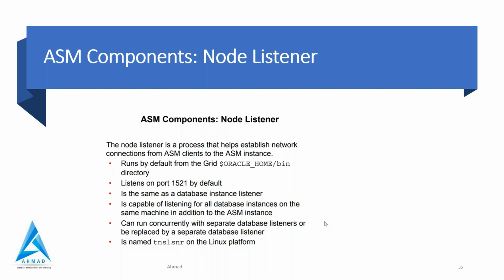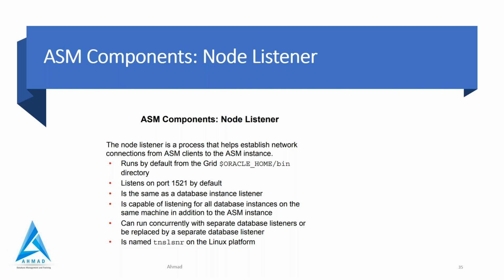Yes, so another ASM component is the node listener. Basically this node listener is a process that helps establish network connections from ASM clients to the ASM instance. The listener process is installed with the ASM software installation. It runs by default from the grid home bin directory, and the port number is 1521.